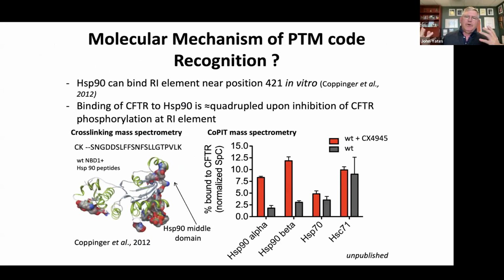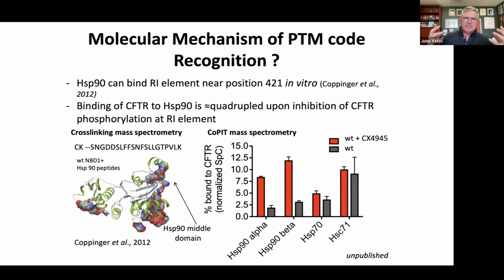And so we were curious, why would that be? And so it turns out we had done an experiment many years before where we looked at the wild type NBD1 domain. It was produced in a cell line, an insect cell line, where the site wasn't going to be phosphorylated. And we cross-linked it with HSP90.